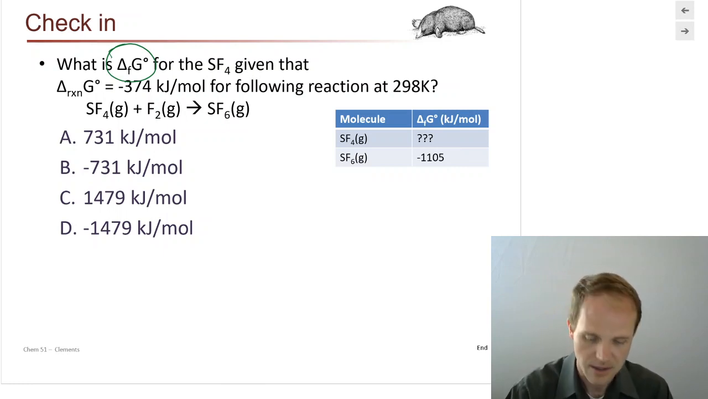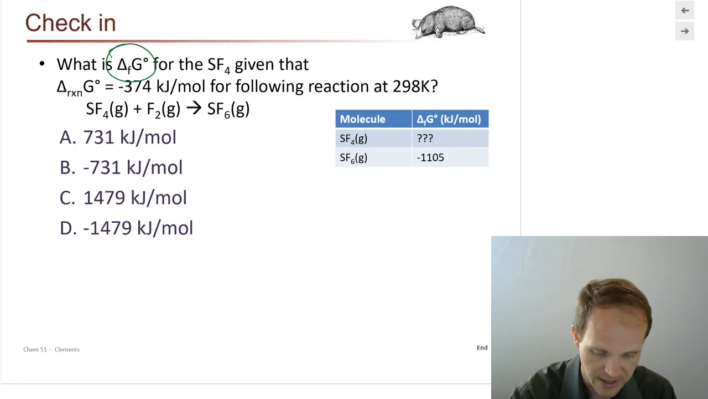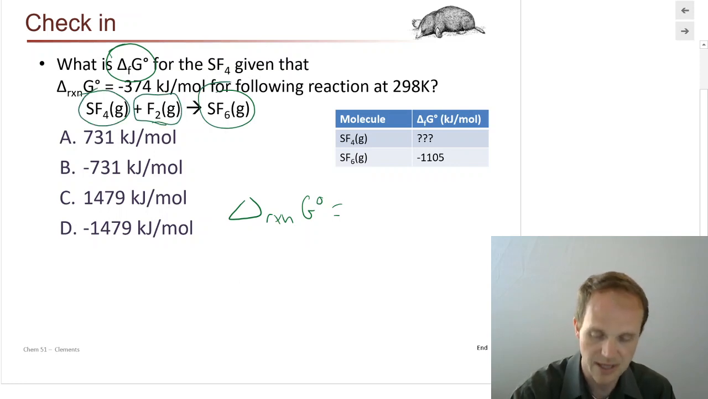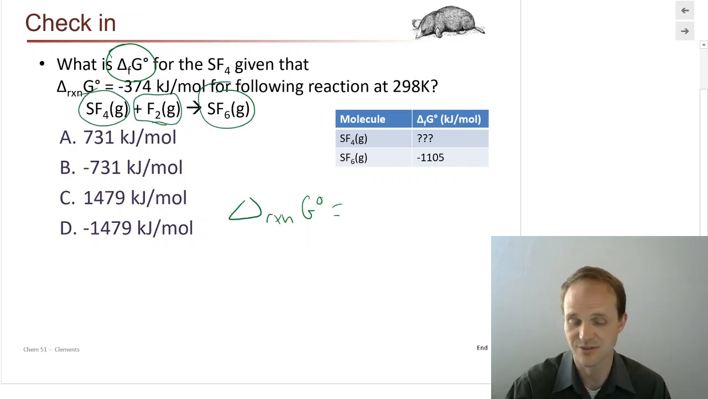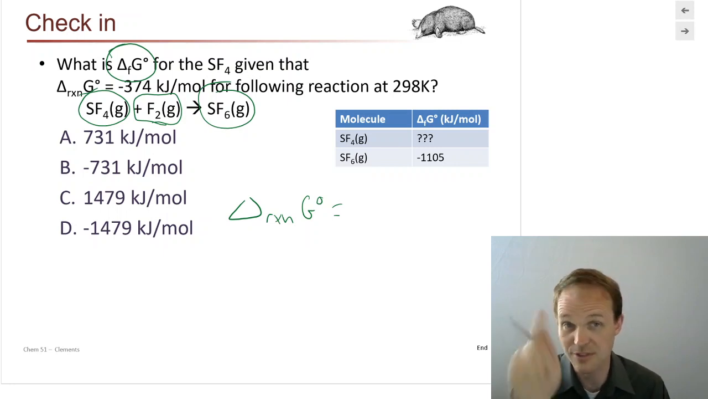That didn't work. So we have delta G of reaction is going to be, right, we've just got single things here. I didn't put F2 in the table. Why not? Because its delta G is 0. So I don't even need to put it in the table because you know that. Hint, if you ever see something missing from a table, it might be because you're supposed to know that.